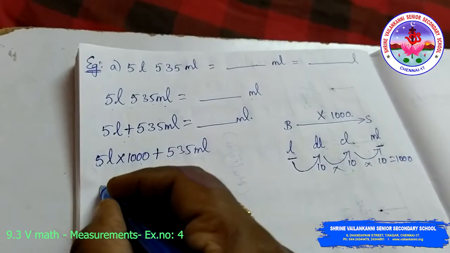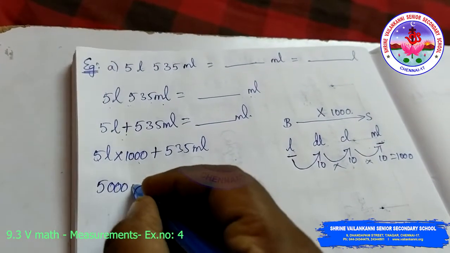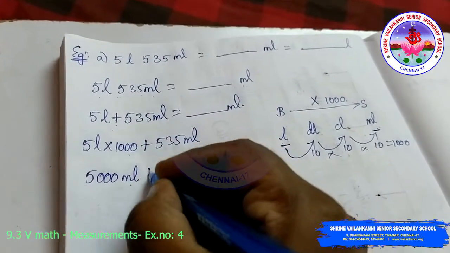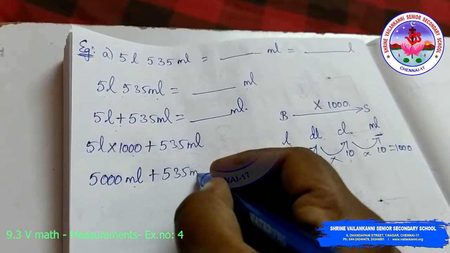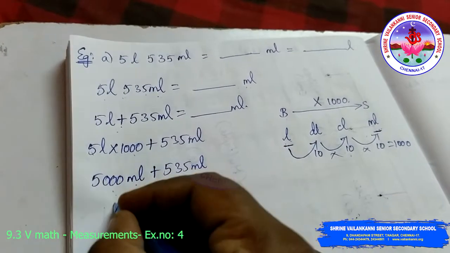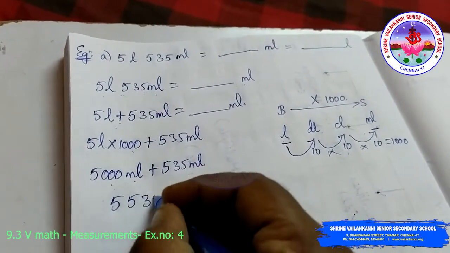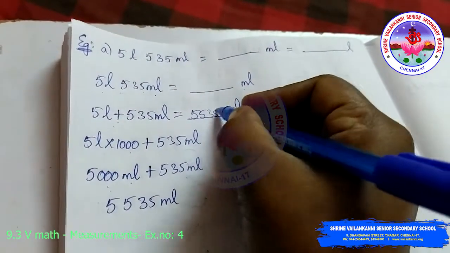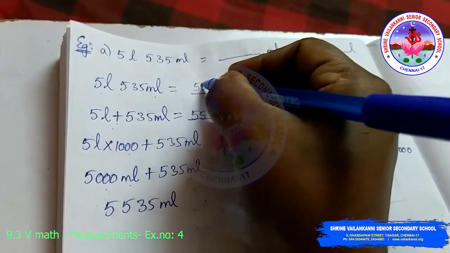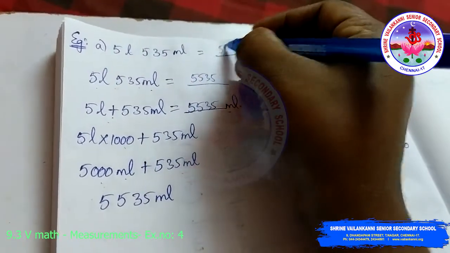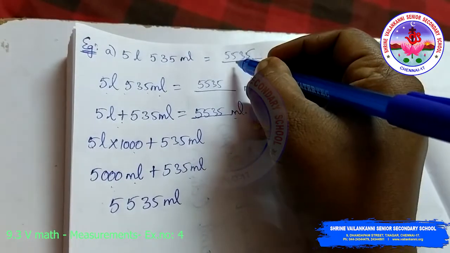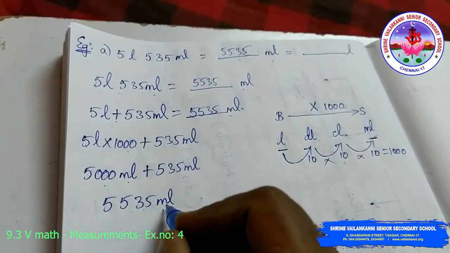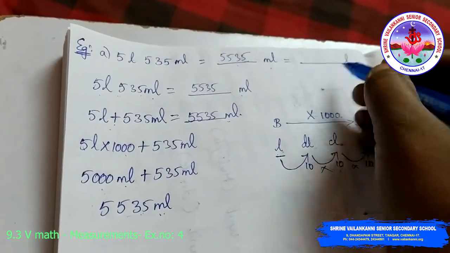So what happens when it is multiplied? 5000 milliliter. It is converted to milliliter after multiplying, plus 535 milliliter. What happens when it is added? 5535 milliliter. You can write 5535 milliliter here and here also. Now this 5535 milliliter has to be converted to liter.